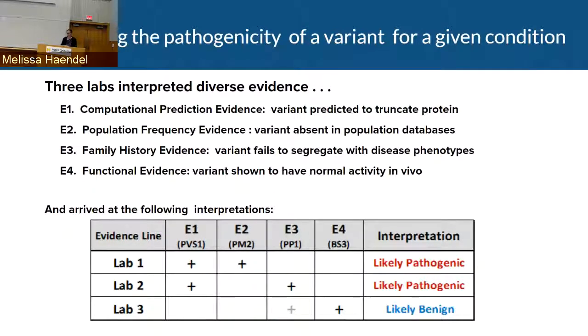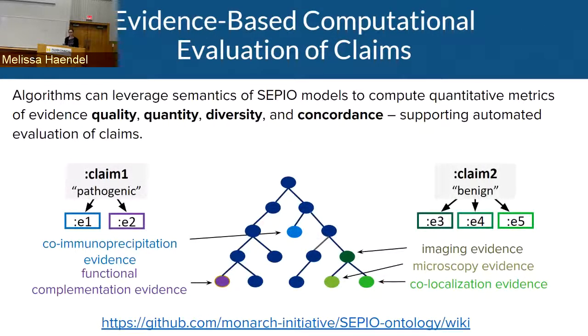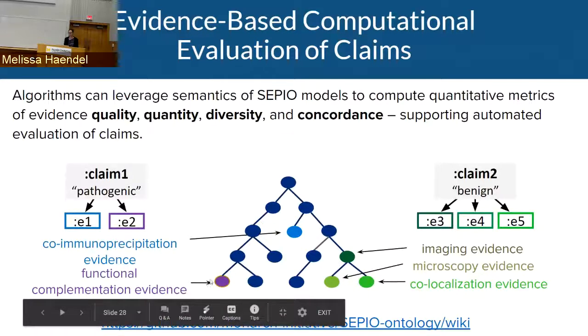And so the CEPIO ontology helps support how we represent quantitative metrics of evidence quality, quantity, diversity, and concordance. I don't have time to go into all the details here, but basically we can make a graph structure of the different types of evidence. So here in the middle, we might have co-immunoprecipitation evidence. Here we might have functional complementation evidence. Here we might have different types of imaging evidence, such as microscopy or co-localization.